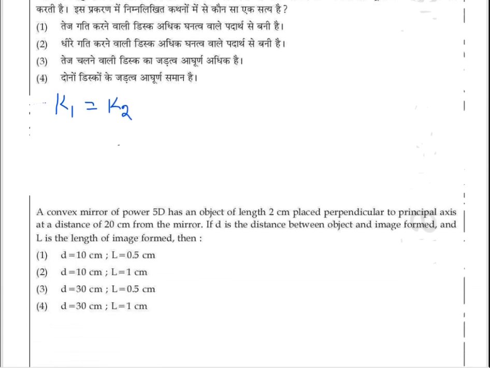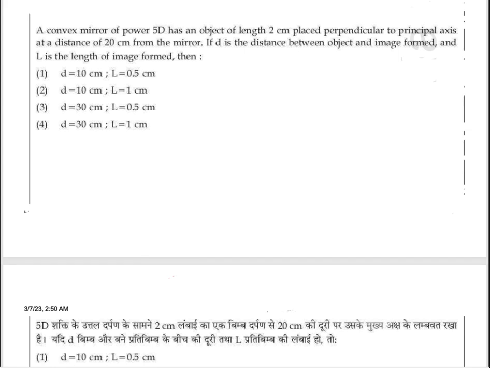Our next question is, it is written here, a convex mirror of power 5D has an object of length 2 cm placed perpendicular to the principal axis at a distance of 20 cm from the mirror, and D is the distance between object and image, and L is the length of the image formed. Okay, so we have to find D and L.